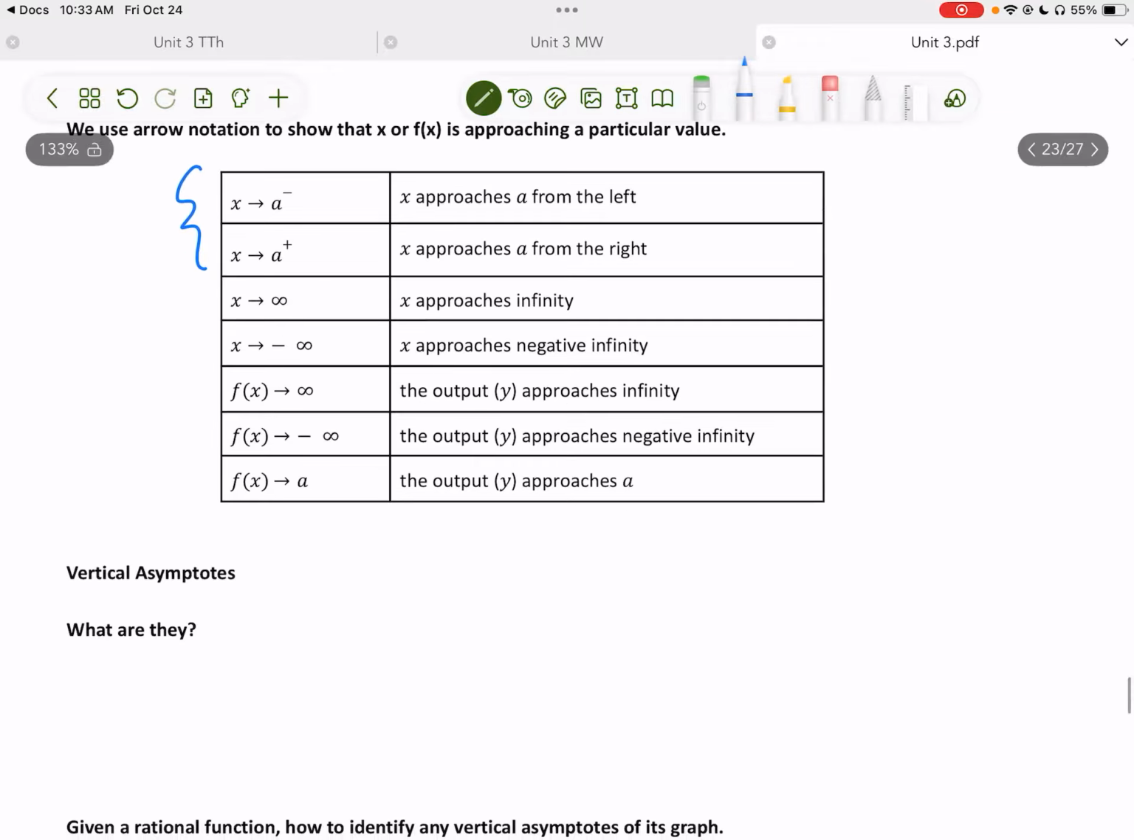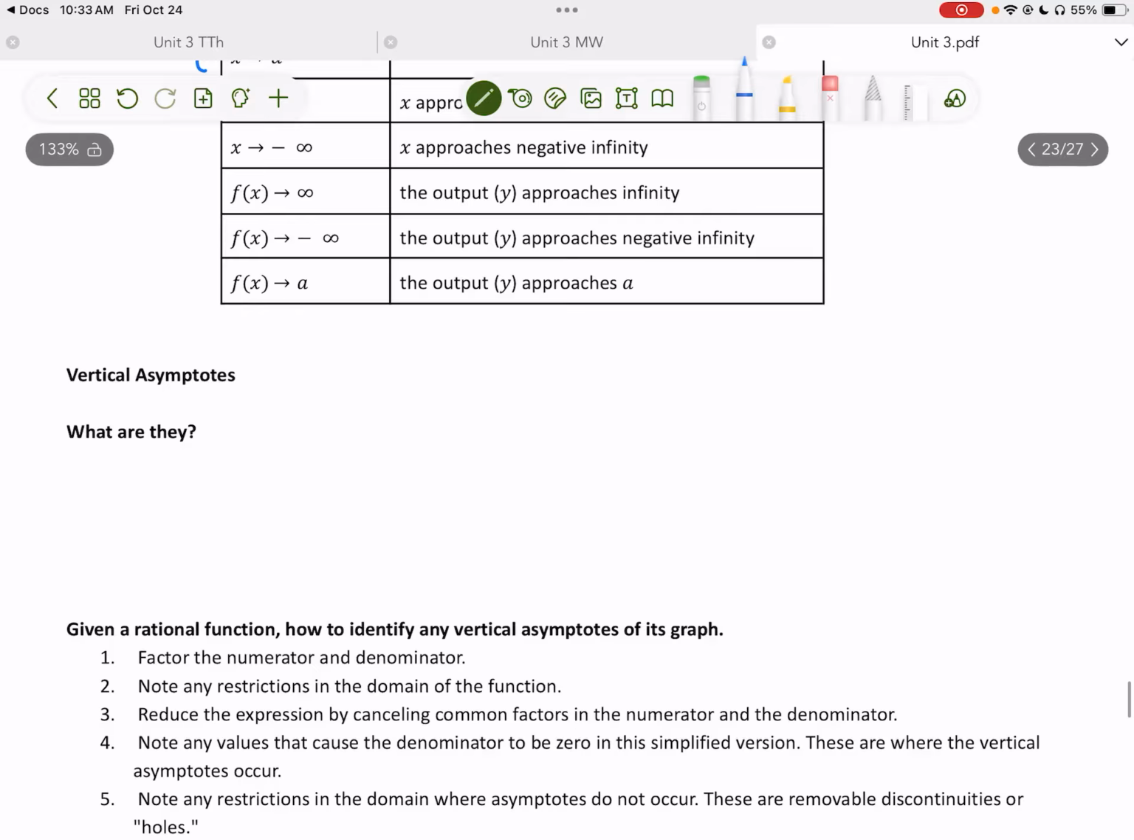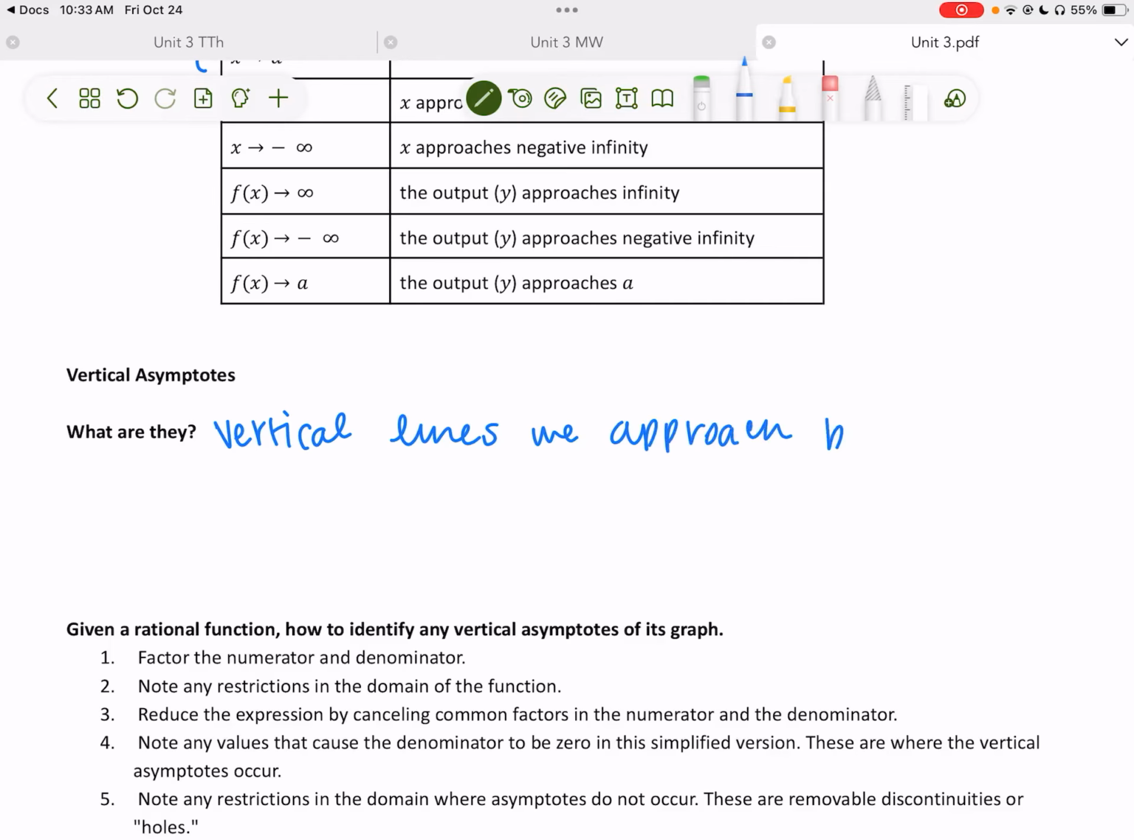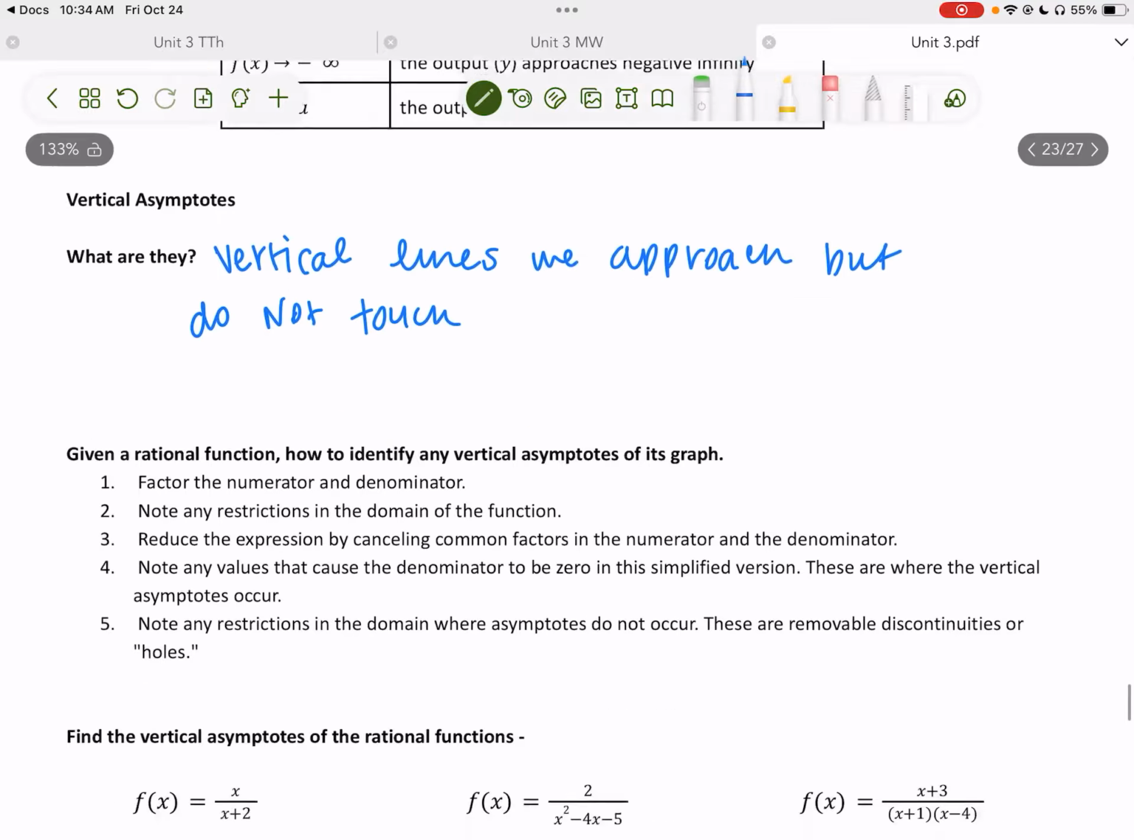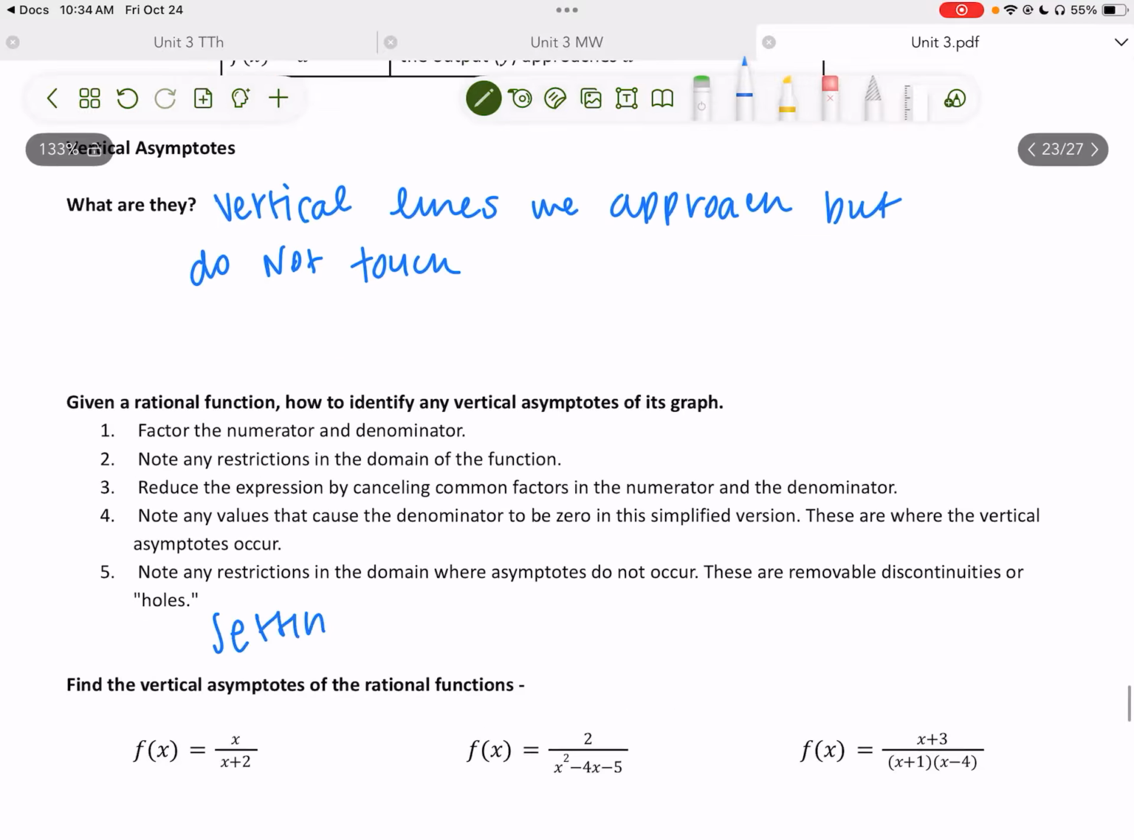Vertical asymptotes are going to be one of the focal points for today. So let's go ahead and talk about what those are. They are vertical lines that we approach but do not touch. We never ever touch them. There are no exceptions to this rule. And you've actually been finding them for many, many weeks now because what we did in the warm-up is how you find your vertical asymptote. You are setting the denominator equal to 0 and solving for x.